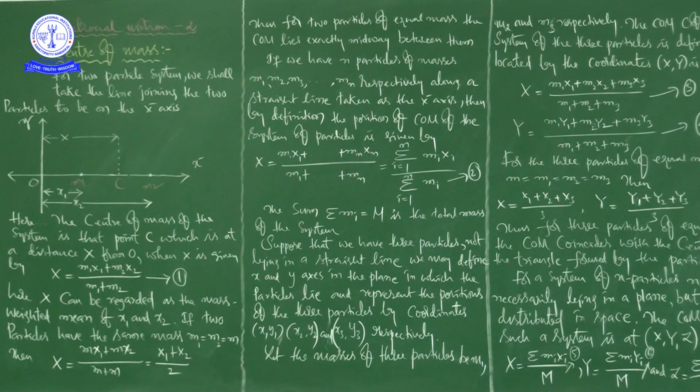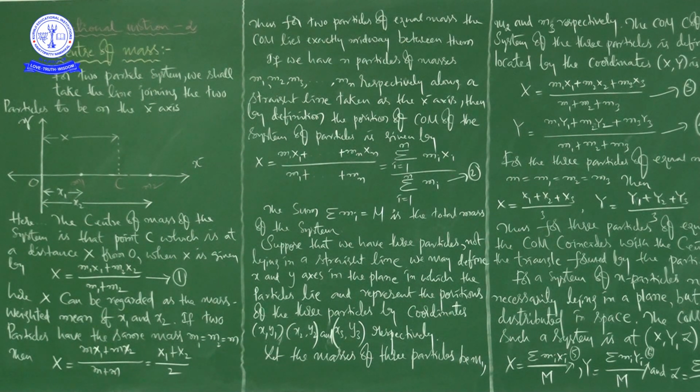When this is the expression for a two particle system, this is the expression for an n particle system. What is wrong with it? We need not think bigger. This is the expression for an n particle system when the particles are distributed along a straight line taken as the x-axis. This is the position of the center of mass.